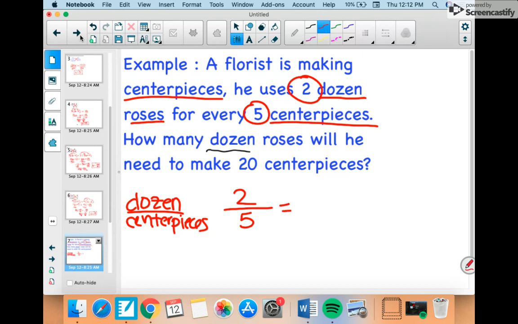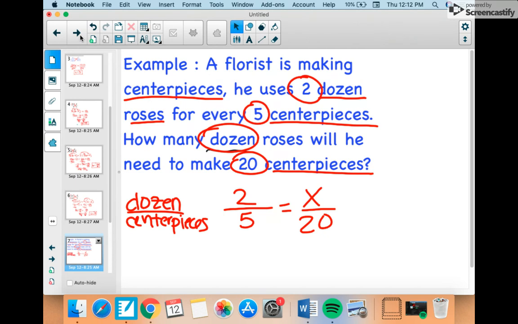Then equals how many dozen roses. Again, I'm looking for dozens of roses. We don't know how many that is, so that's going to go with X on the top. And then 20 centerpieces, so the 20 is going to go on the bottom. Now I have 2 ratios equal to each other.